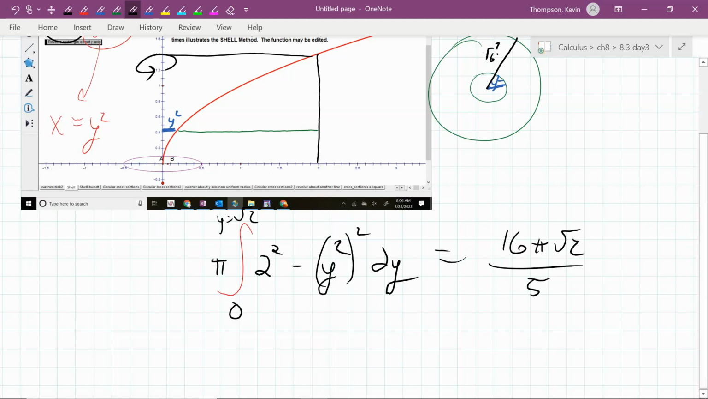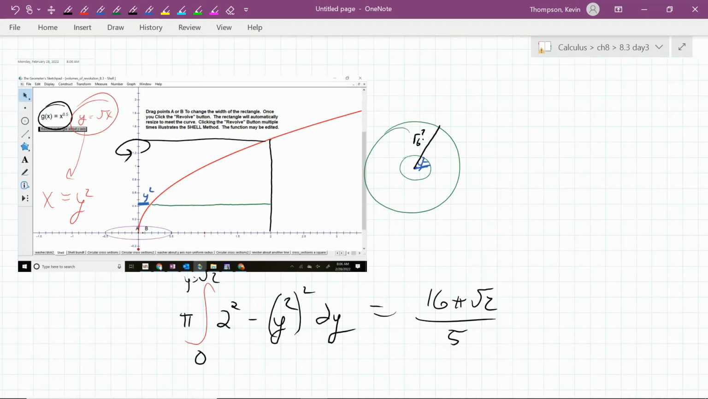I'm going to do this problem in a new way. Are we okay with this answer? Old news?